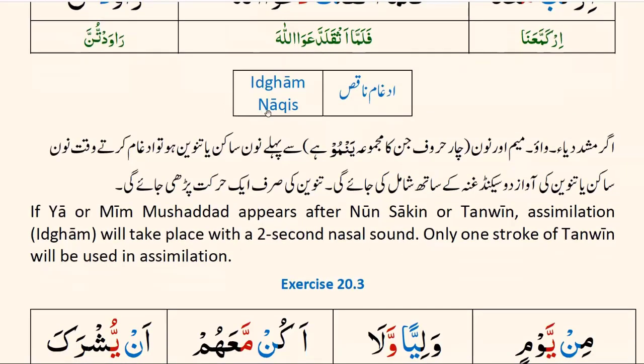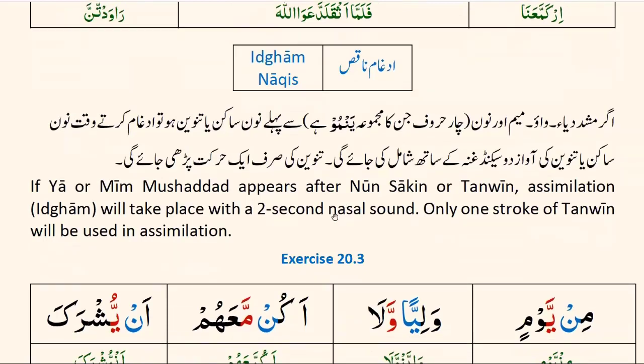Now, a good way to remember which one's which is that if you look at the word idgham naqis, it starts with the letter N, naqis. And the word nasal also starts with the letter N. So when you're thinking of idgham naqis, you should straight away think of nasal sound and that you're going to give a 2-second nasal sound. The hint of the noon will be there. So that's a good way to remember that with idgham naqis, you will still give the sound of the noon, but you'll give a 2-second light nasal sound, yeah?